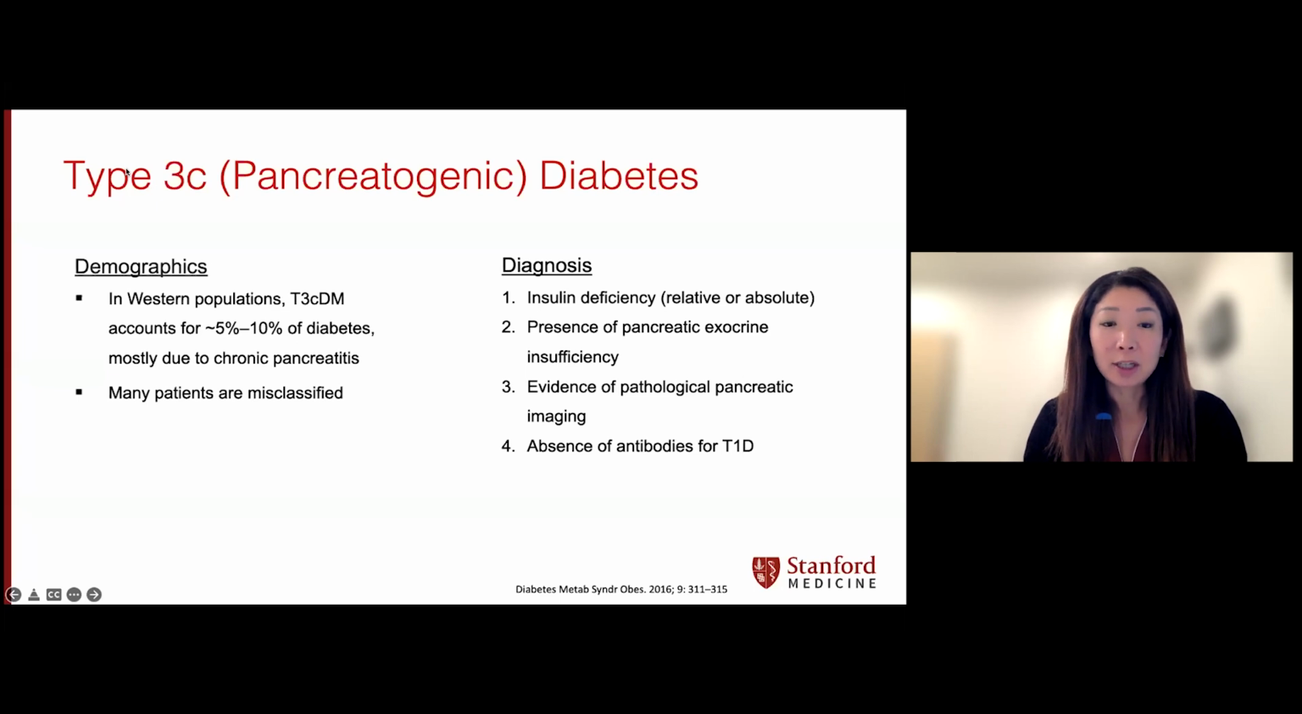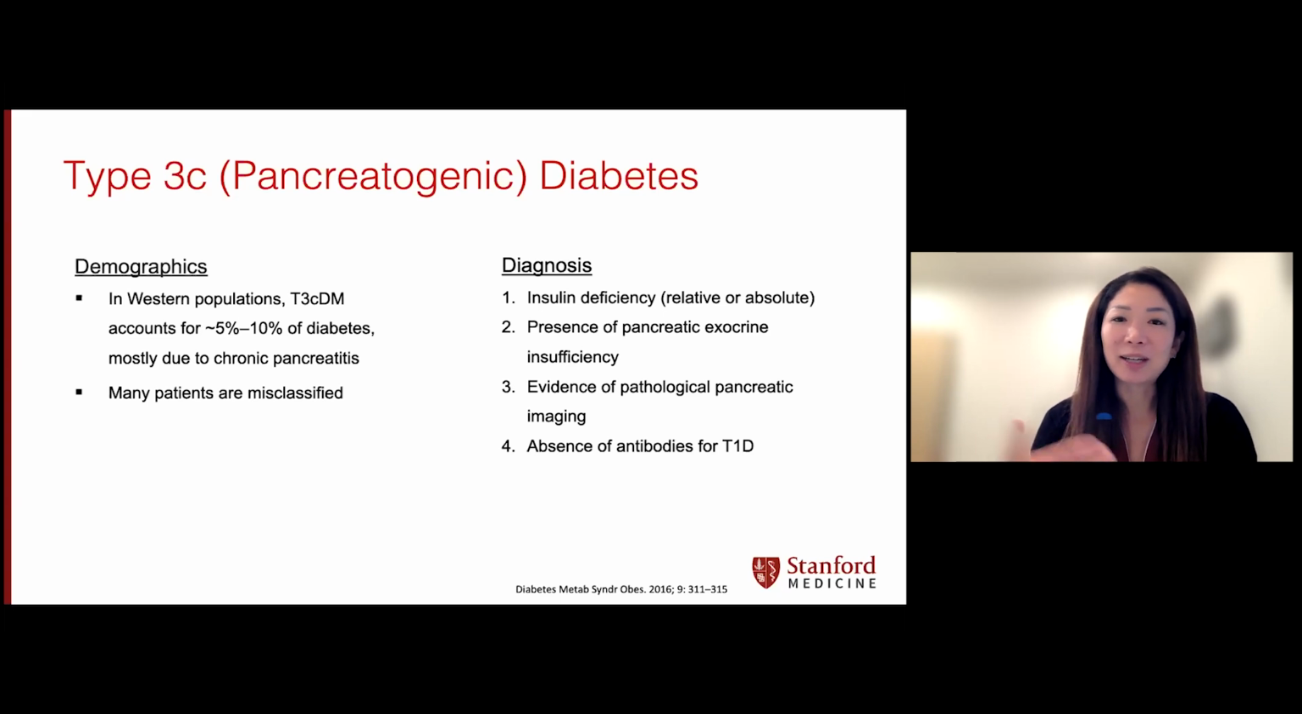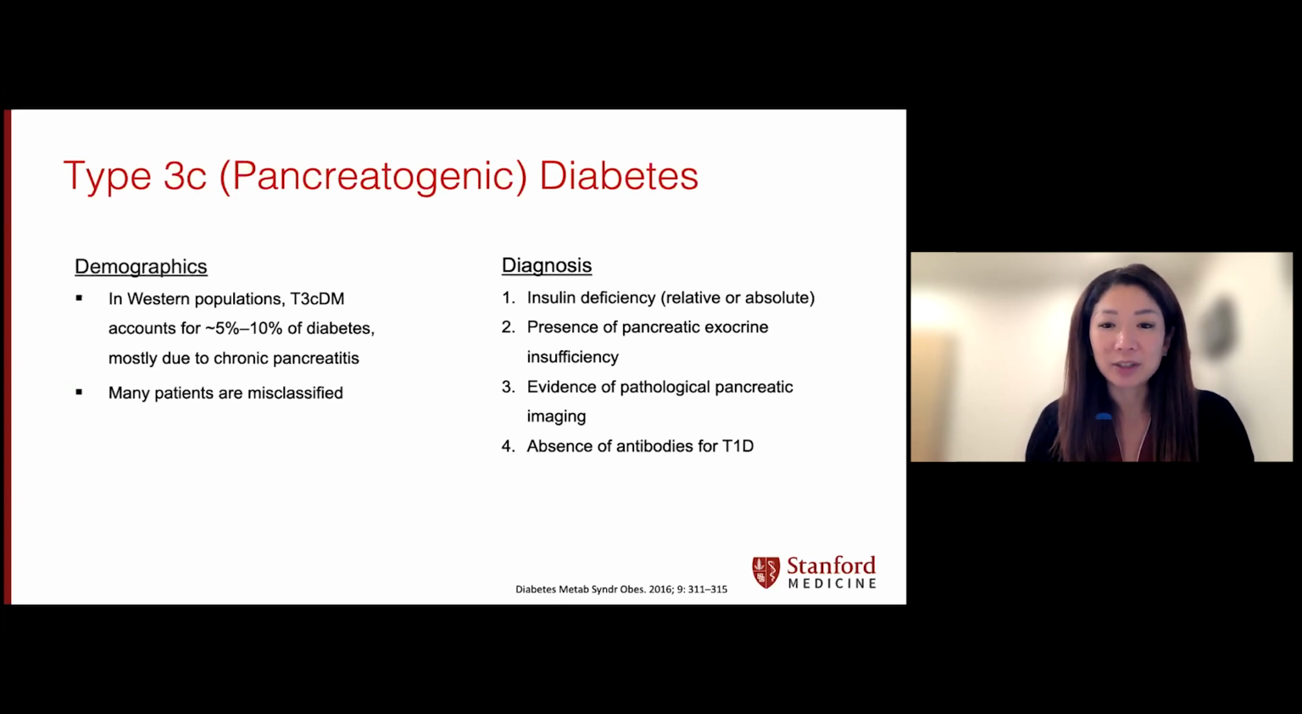For the diagnosis, usually there's some degree of insulin deficiency. Now, this can be absolute, where patients make essentially no insulin, or it can be relative, where they make some, but it's just not quite enough to bring down the blood sugars. There's often also the presence of pancreatic exocrine insufficiency, meaning a lack of digestive enzymes, which we'll also talk a little bit more about later, and then evidence of pathological pancreatic imaging, where some people have CT scans or MRIs or ultrasounds that may show chronic inflammation or atrophy of the pancreas.